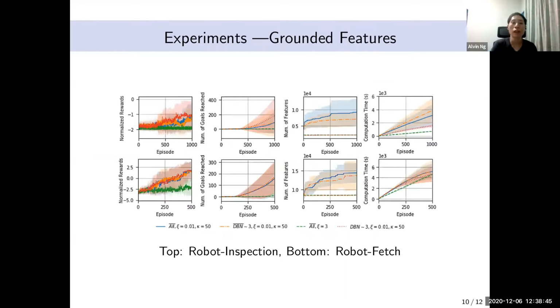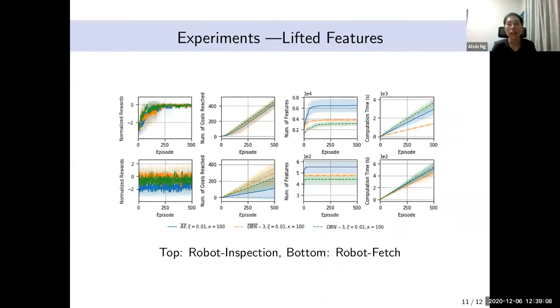We ran some simulated experiments using RDDLSim as a simulator. So we have two sets of experiments. First, for the grounded features, we are benchmarking against the vanilla iFDD+, which is the green plot, and the results show that our proposed methods outperform the benchmark.